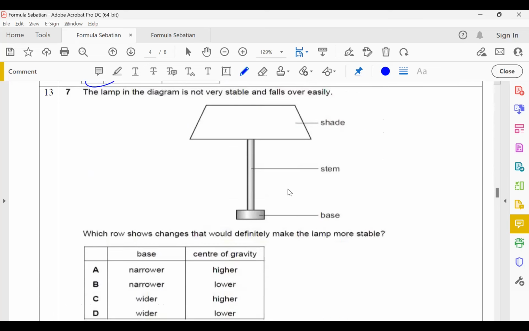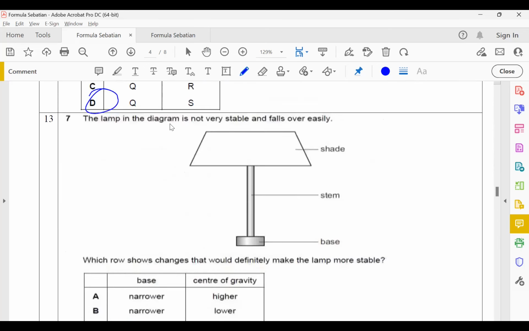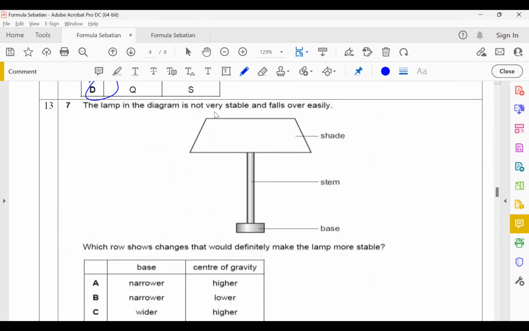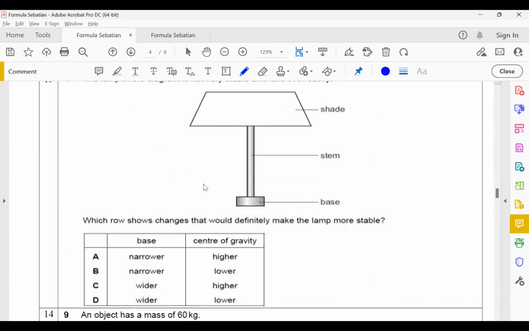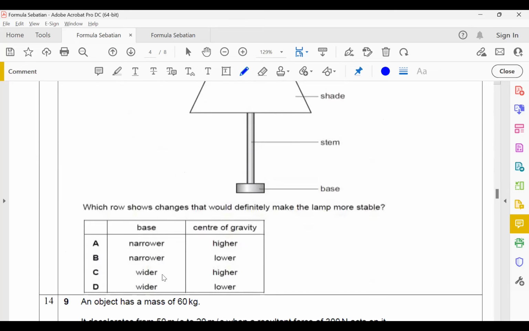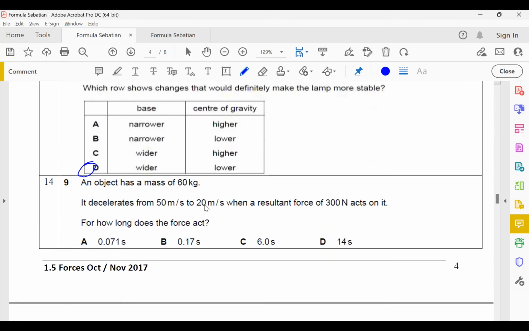Okay, and the final question here. The lamp in the diagram is not very stable and falls very easily. This one is dumb, right? It's 3 marks. The obvious answer is D, right? I don't want to explain this because it's 3 marks.